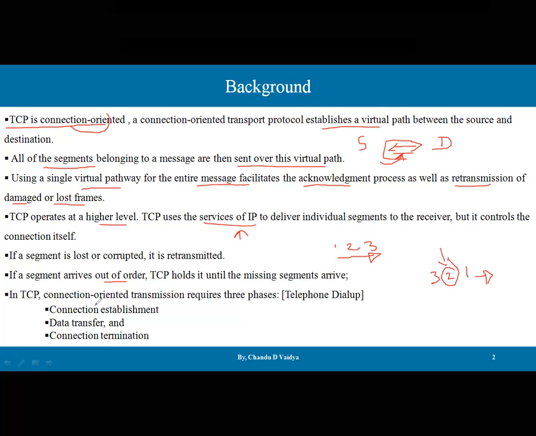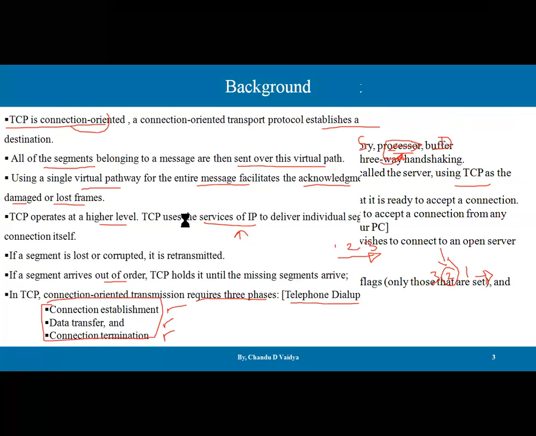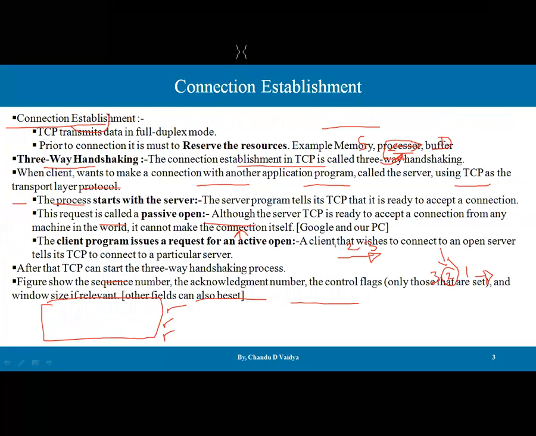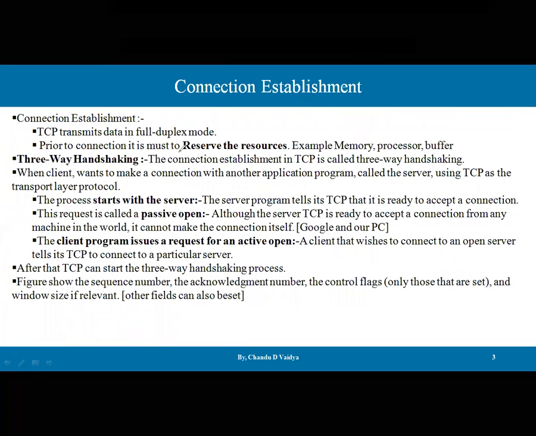In TCP, connection oriented transmission requires 3 phases, like a telephone dial-up. The 3 phases are: connection establishment, data transfer, and connection termination. We will discuss these 3 phases in this video lecture. I have given you a brief intro about connection oriented services. Now let's go to the second slide.